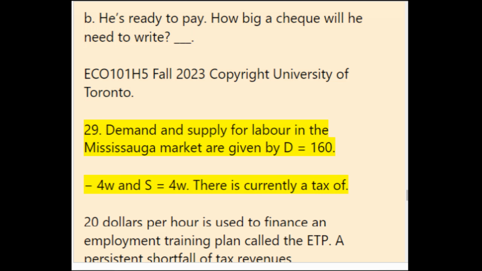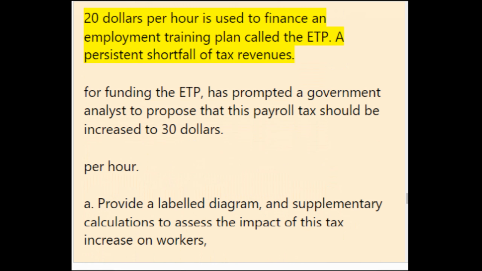29. Demand and supply for labor in the Mississauga market are given by D = 160 - 4W and S = 4W. There is currently a tax of $20 per hour used to finance an employment training plan called the ETP. A persistent shortfall of tax revenues for funding the ETP has prompted a government analyst to propose that this payroll tax should be increased to $30 per hour.